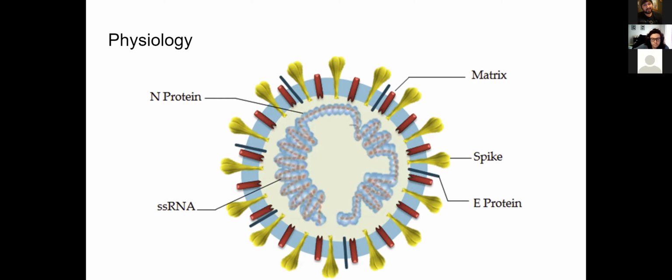The spike protein is these yellow protrusions out of the virus that are used to bind to receptors using a receptor binding domain. The bluish spikes are the envelope protein, which play a role in forming an ion channel. And inside is the single-stranded RNA.